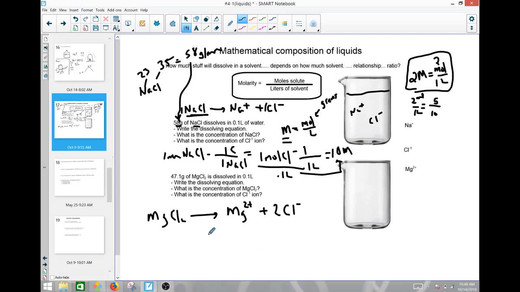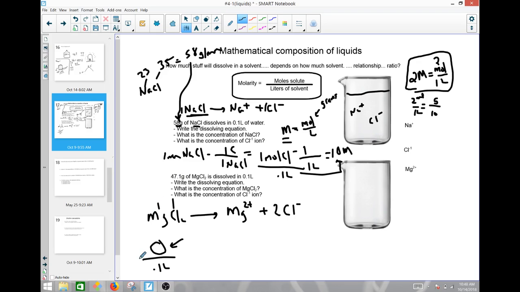All right, so we want to figure out the dissolving equation. Done. What is the concentration of the magnesium chloride? We need to find the moles per liter. So this would be 0.1 liters. Add the molar mass up, solve for the moles, and plug them in there. I'm not going to do all the math on this one. You do it the same exact way. Well, let's just do this one quickly. We didn't have to add up much.